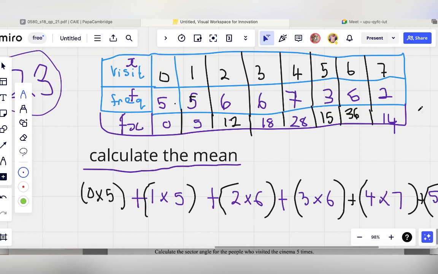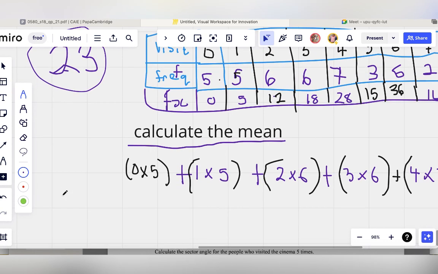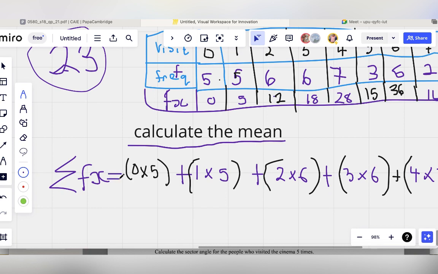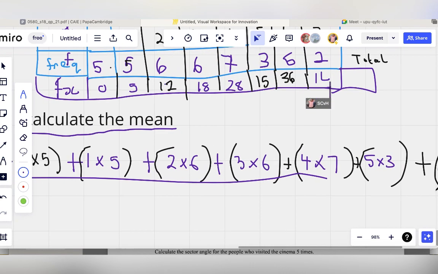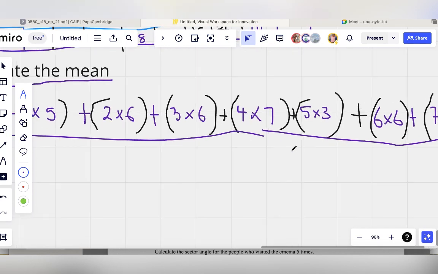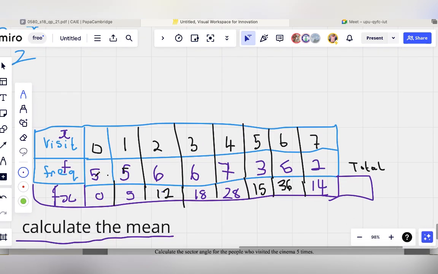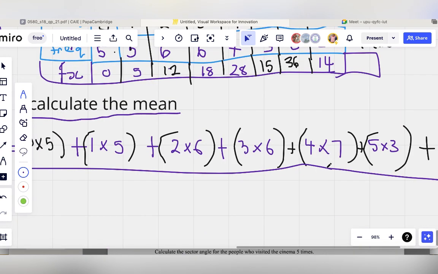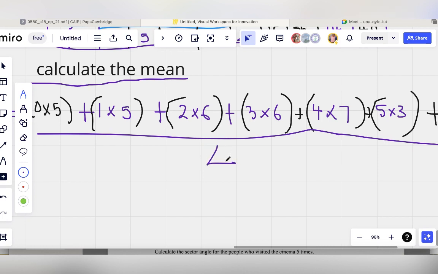So you find the total of this. That's called sigma f of x. Remember, mean is sigma f of x over sigma f. What's the frequency? They say 40 students, right? All together we have 40 students. If you don't know, you can calculate the frequency from here: 5 plus 5, 10, plus 6, 16, 22, 29, 32, 38, 40. So the total sigma f is 40.